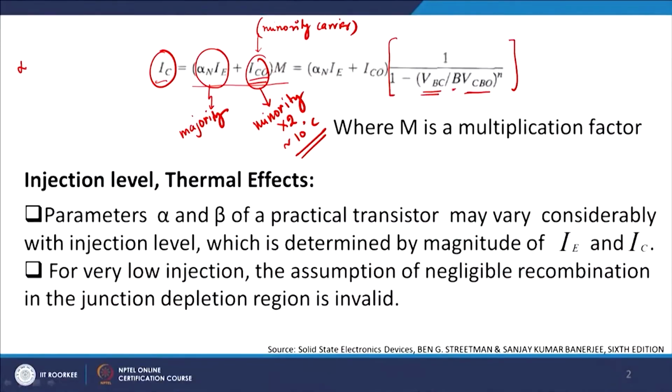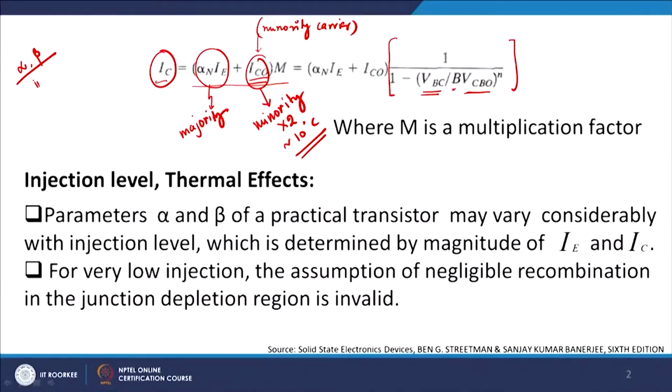We have also considered for the time being that alpha and beta, which are your current gains in common base and common emitter configurations, are primarily independent of temperature. In reality this is not true, and that is where the second issue comes into the picture.